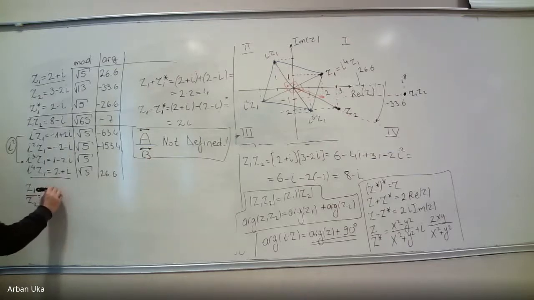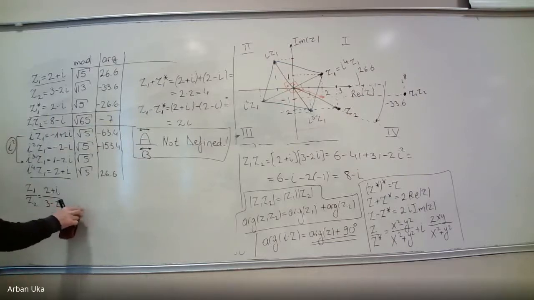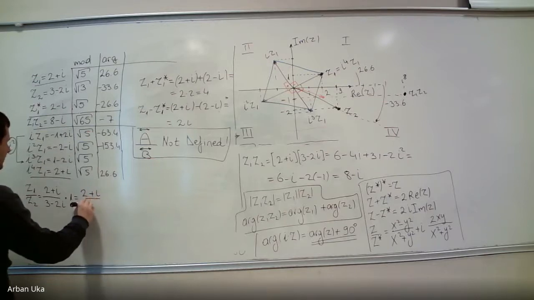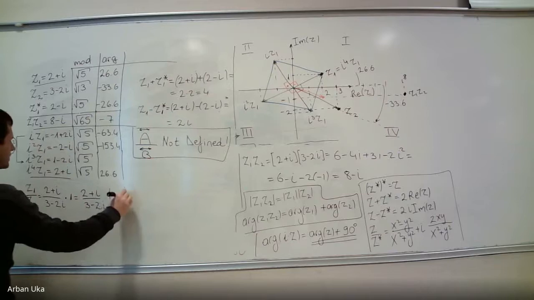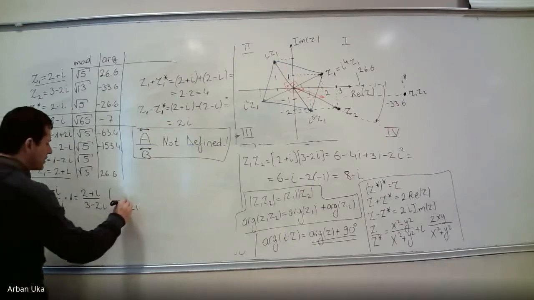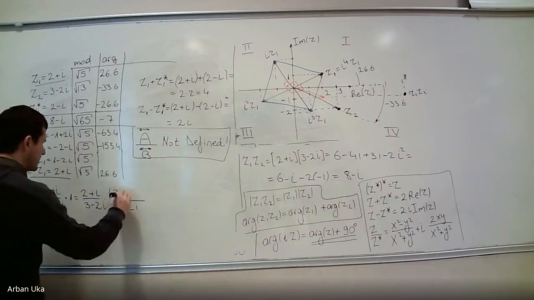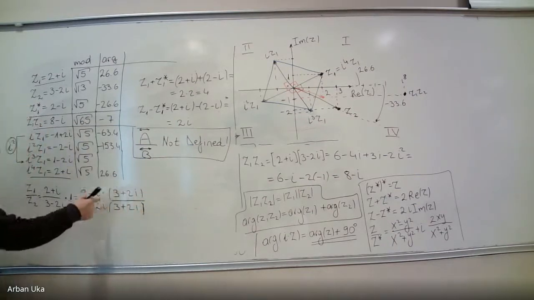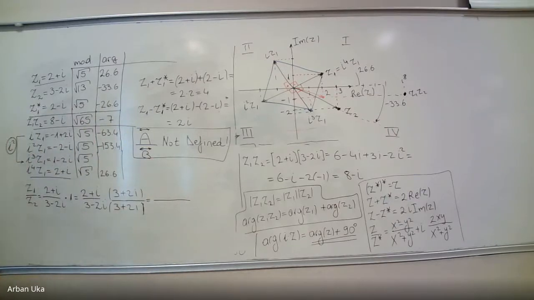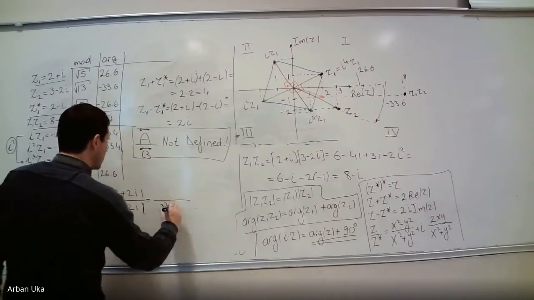Z1 divided by Z2 is 2 plus i divided by 3 minus 2i. What we can do is multiply this expression by 1, okay? There is no problem if we multiply this expression by 1. And we write this again, 2 plus i divided by 3 minus 2i times 3 plus 2i divided by 3 plus 2i. So this is 1, right? We don't change much. Then, in this case, we obtain that 3 minus 2i multiplied by 3 plus 2i gives 3 squared plus 2 squared.